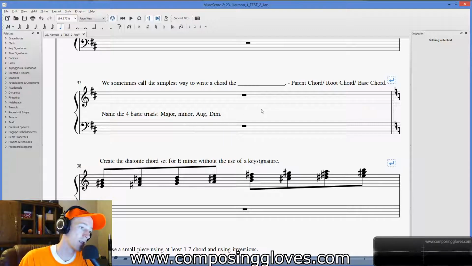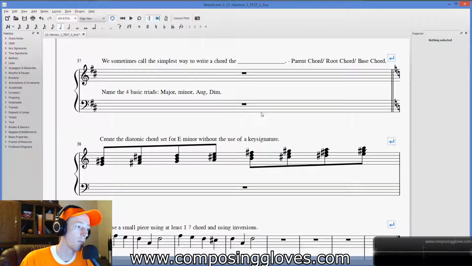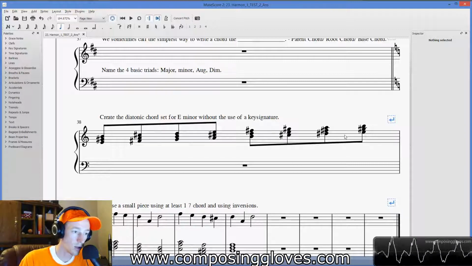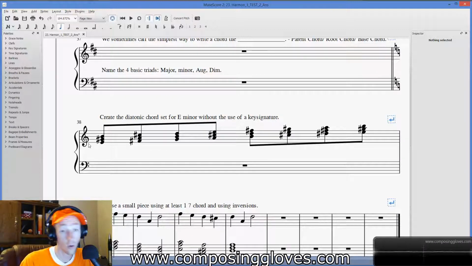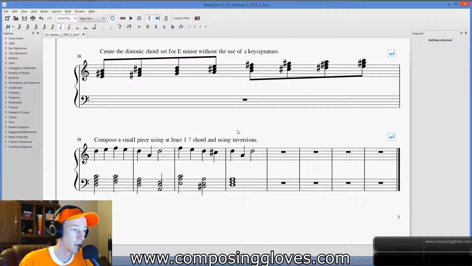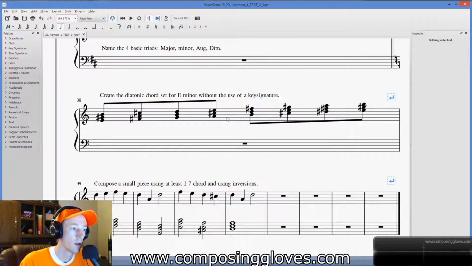So this is what I expected people to put down. Diatonic chords for E minor. So we just create the scale, no key signature. So we put in all the sharps. There they all are. If you used accidentals, I really prefer that you don't. But if you did, you knew what you were doing, as long as you deliberately use accidentals.